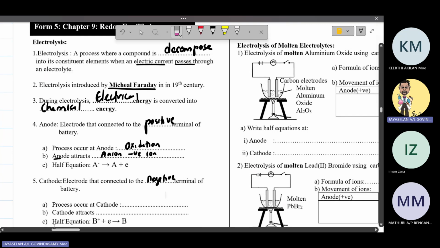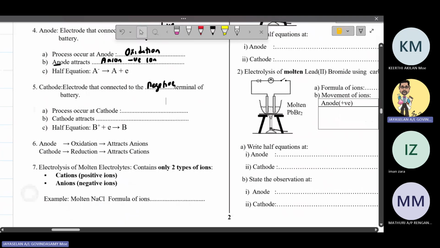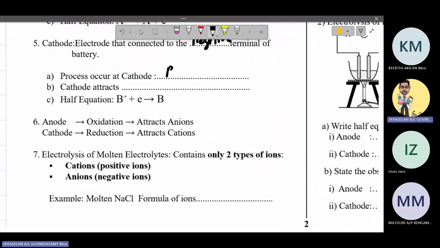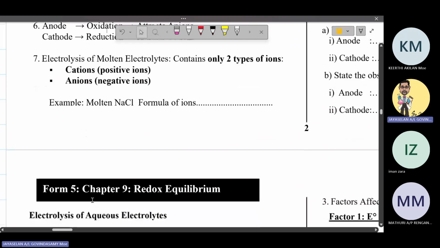Okay, done. Now we go for cathode. The name of the process that occurs at the cathode is called reduction. What ion does it attract? Cation. Okay, electrolysis has two types.